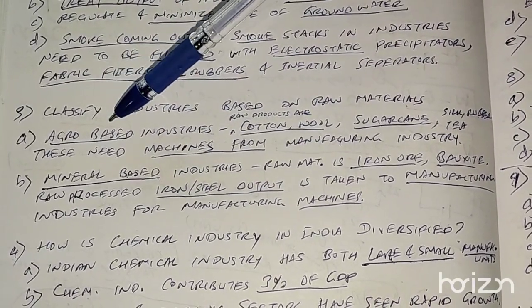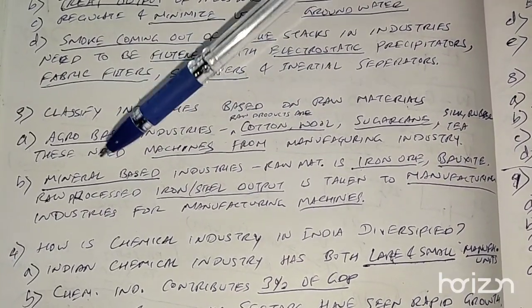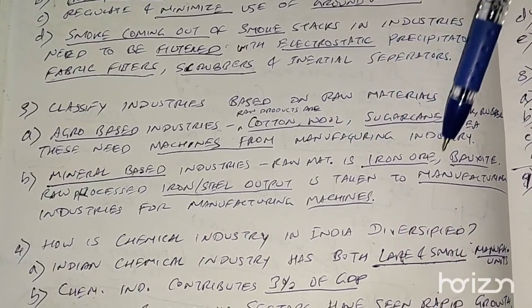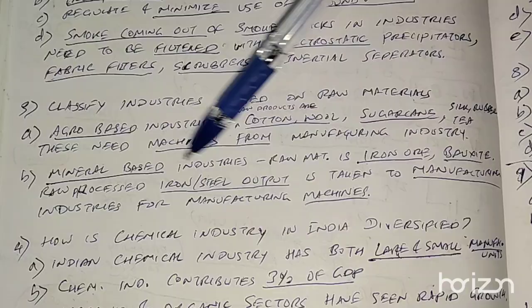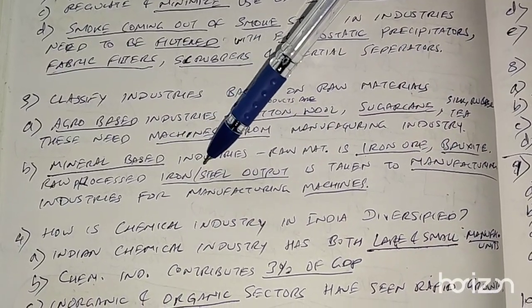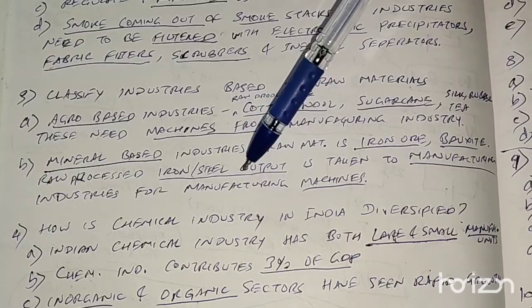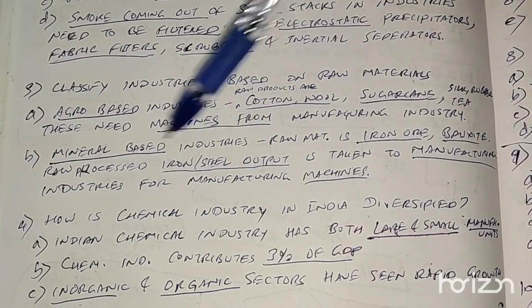Raw processed iron and steel output is taken to manufacturing industries to make machines. So the two industries are agro based industries, which depend on agricultural products, and mineral based industries, for whom the raw materials are minerals like iron ore and bauxite. And the output of mineral based industries, that is processed iron and steel, can be given to the manufacturing industries to manufacture further machines. So this is the answer.